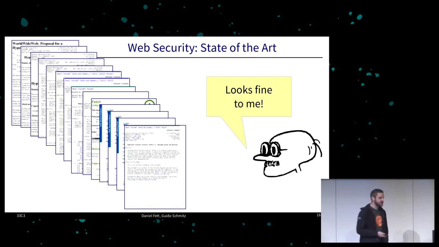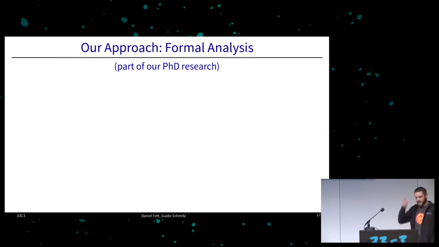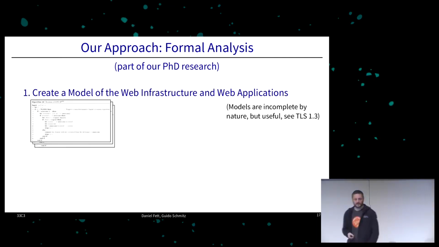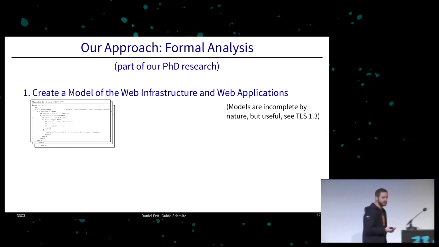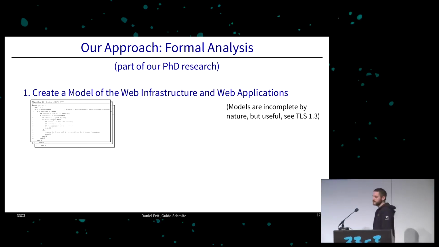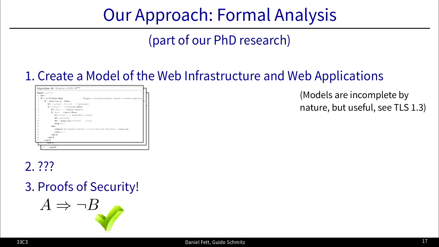And what we want to do, also as part of our PhD research, is to change this in a way that has already been successful for other things in the internet, for example, for TLS. We want to create a formal model of the web infrastructure and of web applications. And these models, of course, are always incomplete, but nonetheless useful, as has been shown with TLS 1.3. So we create this model, and then we put a lot of work into this, and finally, hopefully, we can create proofs of security for mechanisms or for standards.